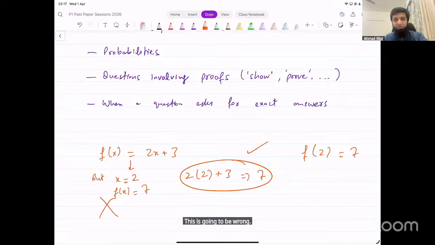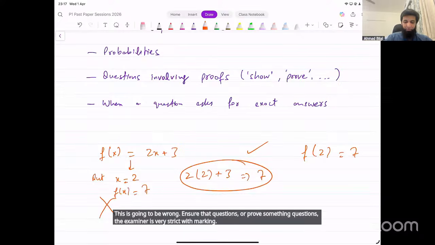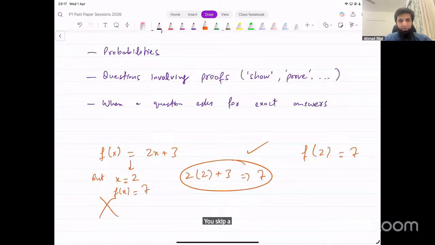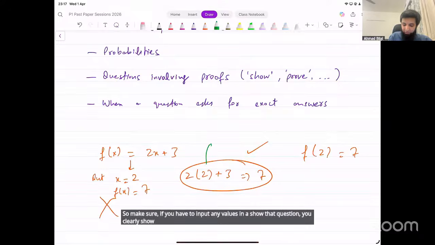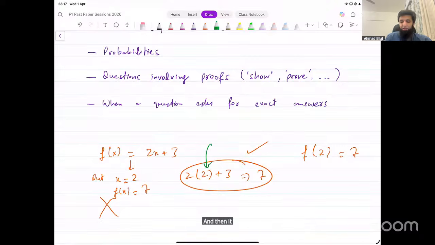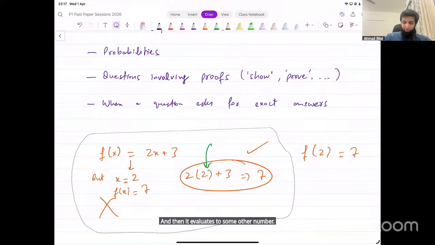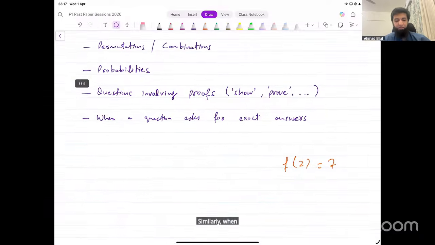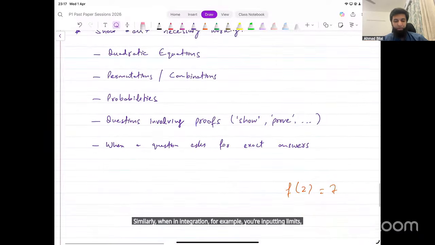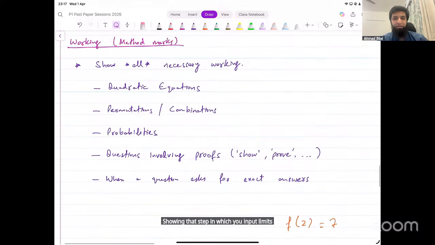In show that questions or prove something questions, the examiner is very strict with marking. You skip a single step, you lose marks. So make sure if you have to input any values in a show that question, you clearly show that this is the value that you're inputting and then it evaluates to some other number. Similarly, in integration, for example, when you're inputting limits, showing that step in which you input limits is important. You cannot write down the answer without showing the examiner what limits you are inputting. Okay, so those steps are important.